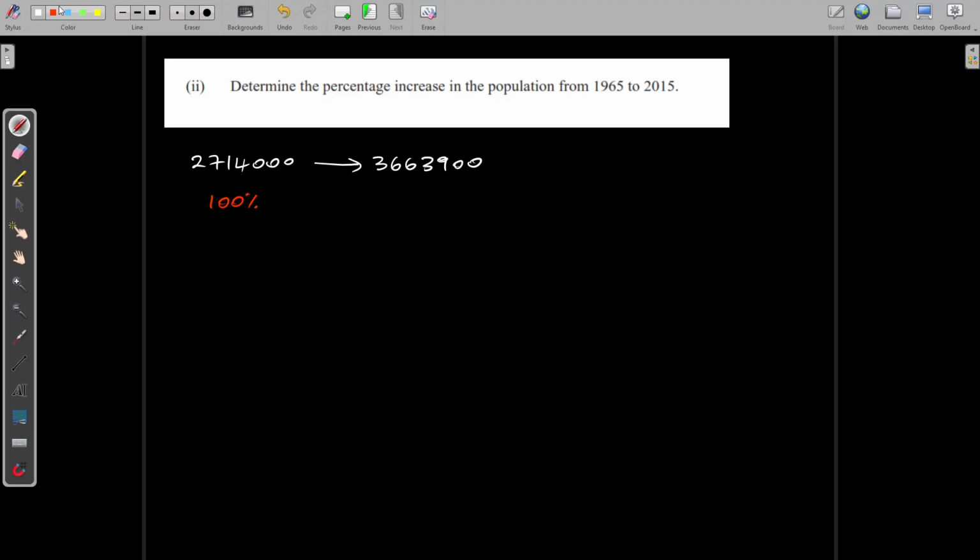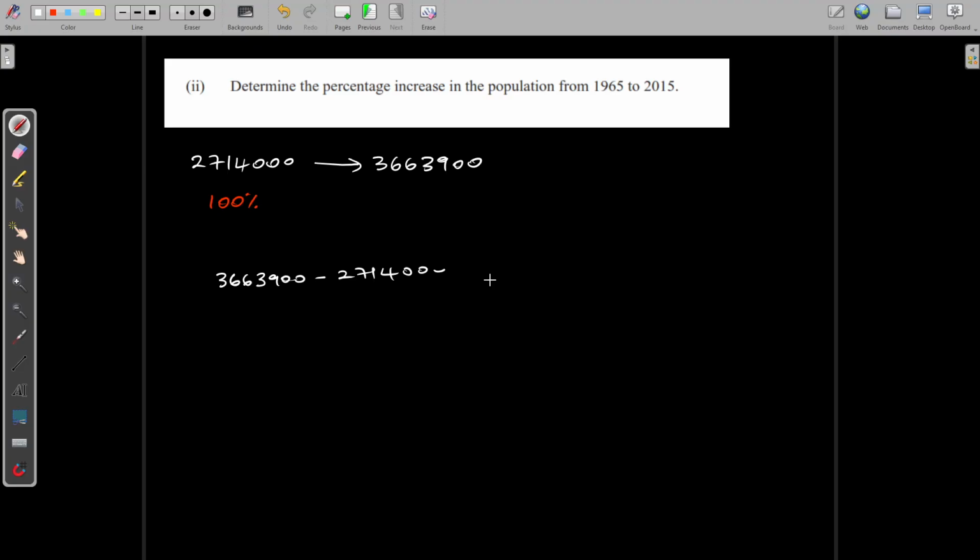Alright, so to find the difference in population, we say 3,663,900 subtract 2,714,000, and that gives 949,900.